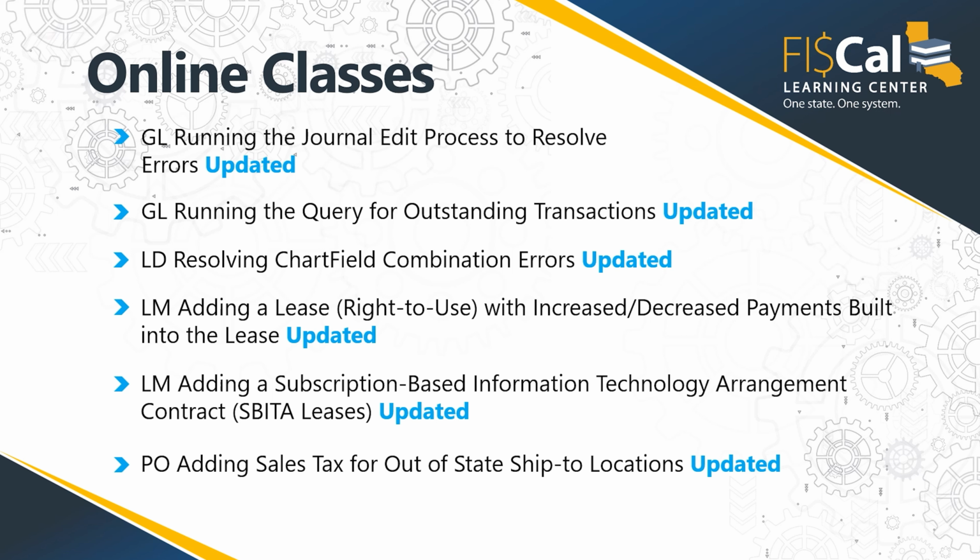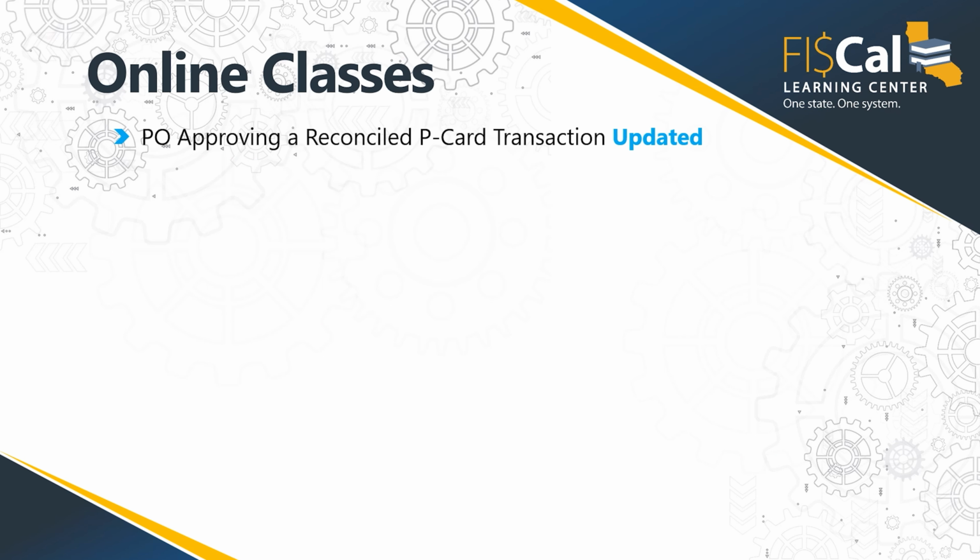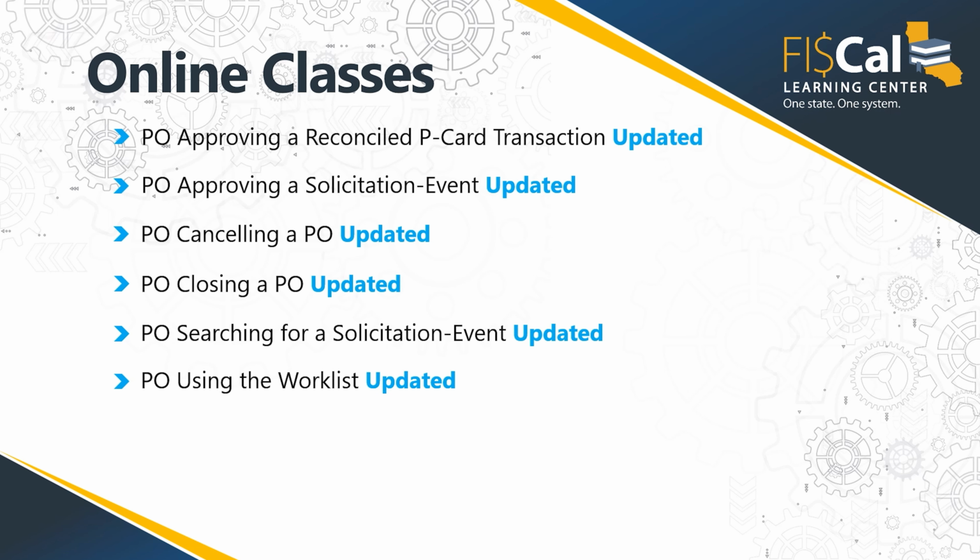LM, adding a lease right to use with decreased payments built into the lease. Adding a subscription-based information technology arrangement contract, SBITA leases. PO, adding sales tax for out-of-state ship-to locations. Approving a reconciled P-card transaction. Approving a solicitation event. Canceling a PO. Closing a PO. Searching for a solicitation event, and using the work list.